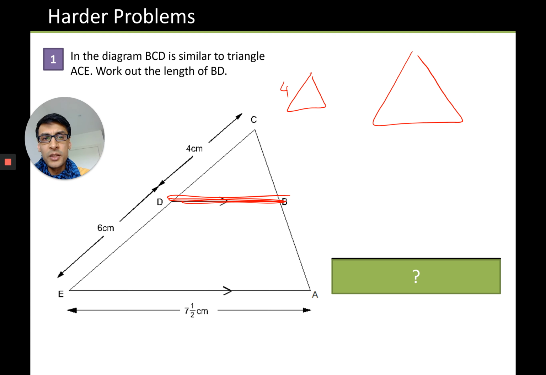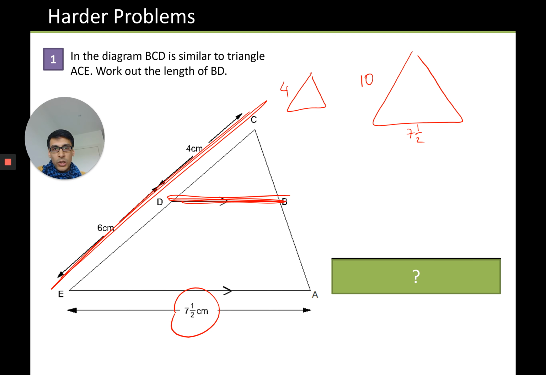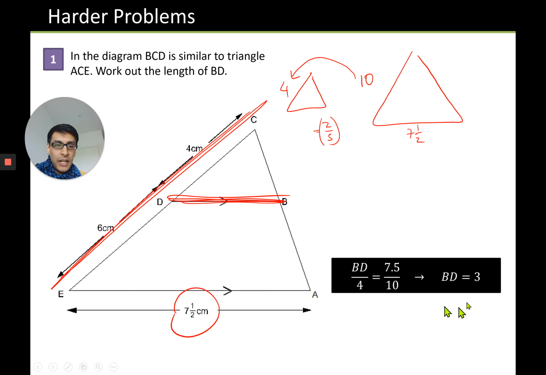And for the big one, you have to be very careful. The length is not 6, it's actually 10. It's the whole length there. And then the base length is 7.5, but that's given to us in the question here. And we're looking for the small length. So again, we're going to go this way. To get from 10 to 4, you divide by 10, multiply by 4, so it's 4 over 10. The scale factor is 2 over 5. So that means we're going to multiply 7.5 by 2 over 5, and you get 3.